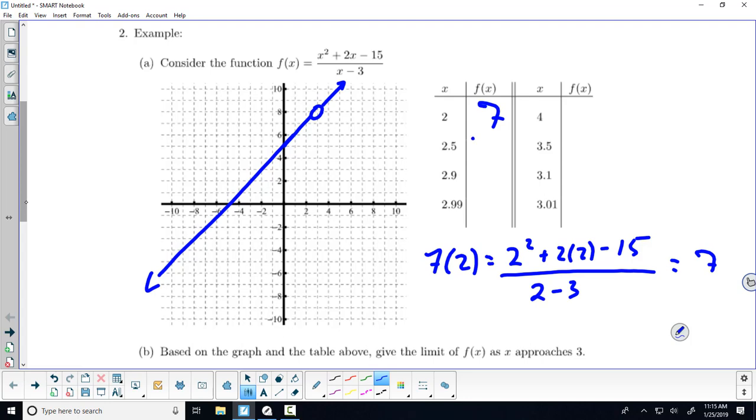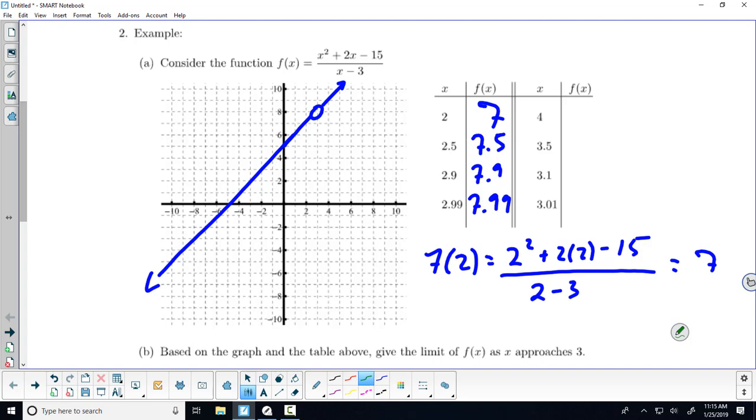If I plug in that, it'll spit out a 7.5. If I plug in 2.9, it'll spit out a 7.9. And if I plug in 2.99, it will spit out a 7.99. Okay.